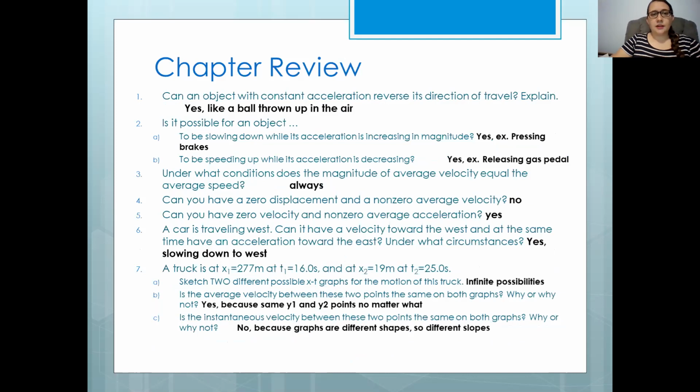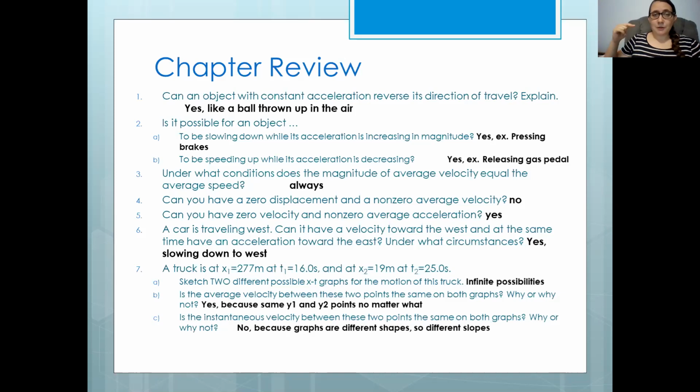So question 1, can an object with constant acceleration reverse its direction of travel? Yes, it absolutely can. For example, a ball thrown up in the air. The acceleration in that case is the acceleration due to gravity, which is always pointing down towards the center of the earth. And that's a constant acceleration for our purposes.